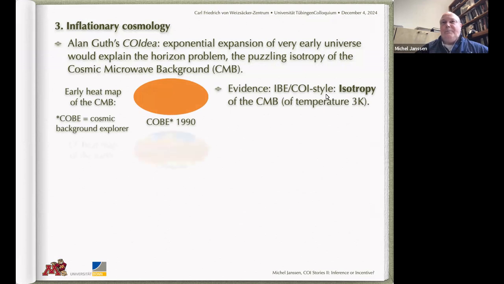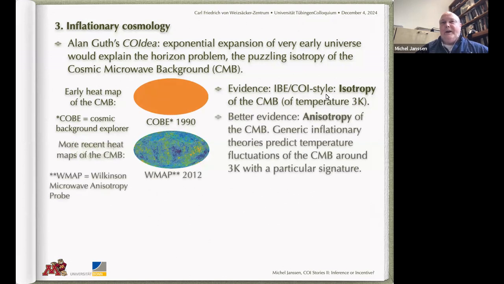If you compare this to a heat map of the Earth, this is incredibly uniform, isotropic, around 3K. But the better evidence actually comes when you look more closely, and there you see a tiny anisotropy of the CMB. Generic inflationary models predict these temperature fluctuations around 3K with a particular signature. And they are found in these later measurements, WMAP, the Wilkinson Microwave Anisotropy Probe, and Planck, the guy who found the formula for black body radiation, so very appropriate that it's named after him.